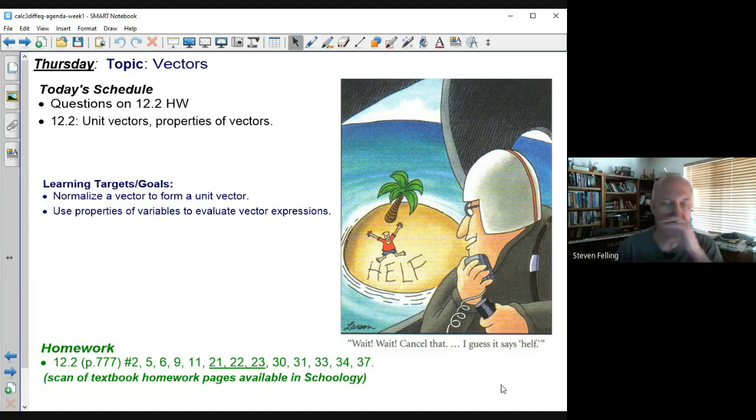Okay, so today we're going to cover the second day on 12.2, which is our introduction to vectors. We're going to talk about how to normalize a vector to form a unit vector. And then we're going to talk about the properties of vectors that we can use to evaluate vector expressions. So two real quick topics. Let me switch to the presentation here.